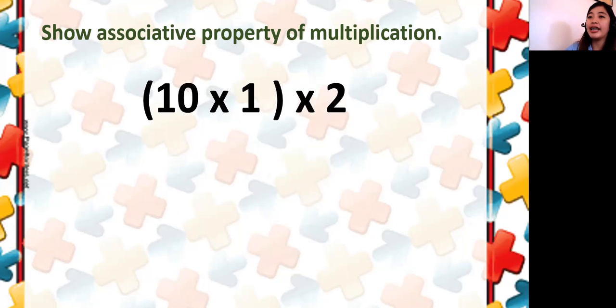Another one. I have here 10 times 1 times 2. Once again, show the associative property of multiplication. 5 seconds to do it. Ready, set, go. 5, 4, 3, 2, 1, and 0.